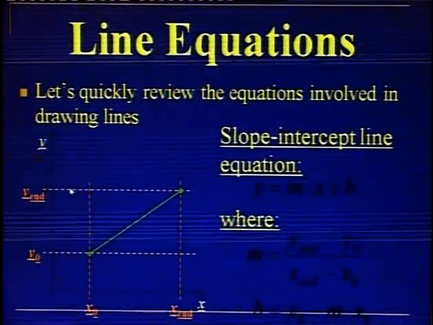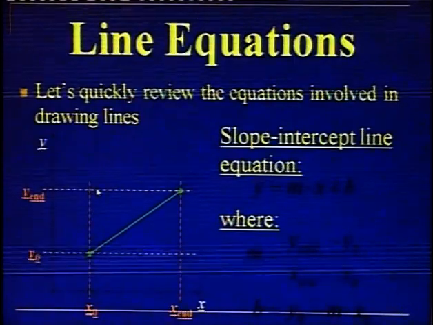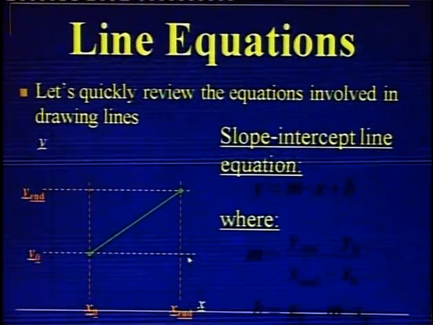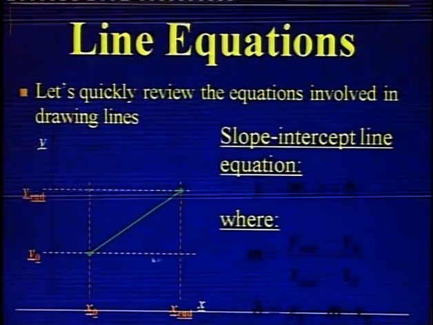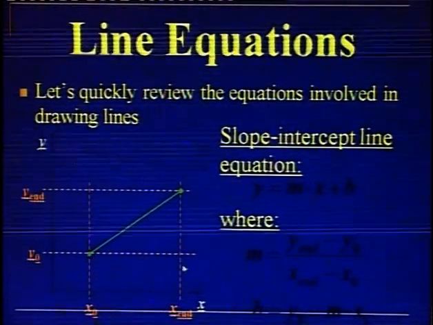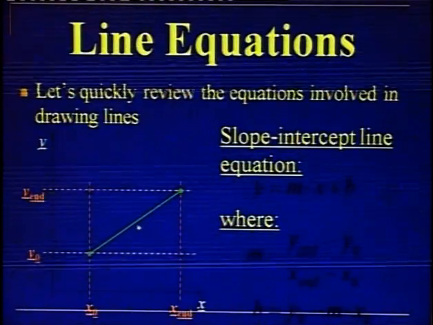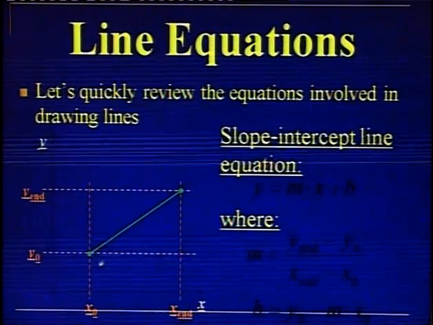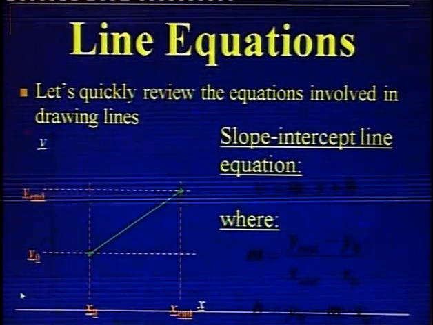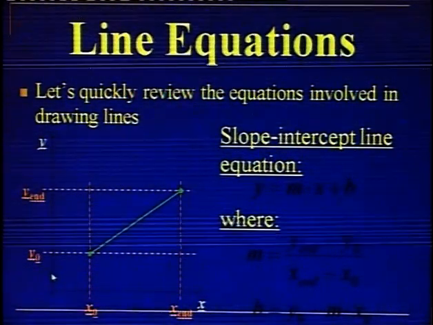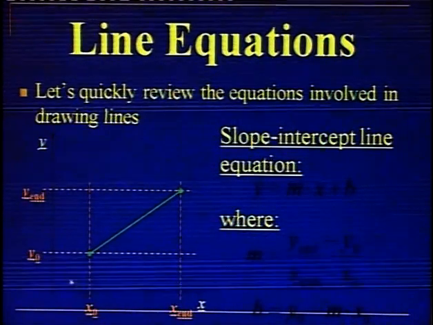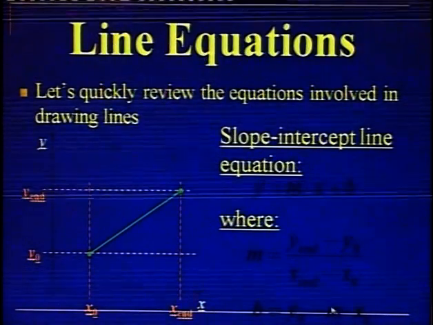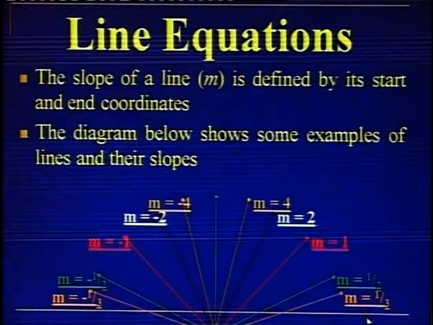The rise in the y direction, y end minus y naught, upon the run in the x direction, that is x end minus x naught, is defined as the slope of the line, and b is the y intercept, where this line will cut the y axis. If this line is extended in this direction, where it intersects the y coordinate, that will be the value of b, which can be calculated as y naught minus m x naught.